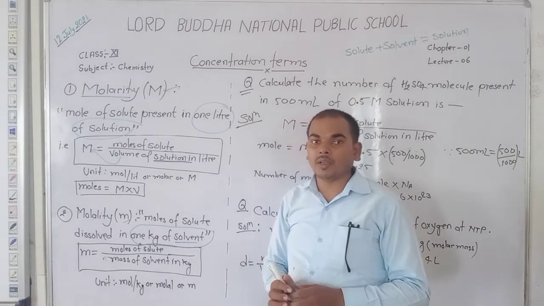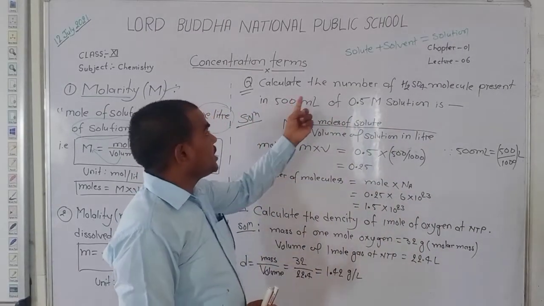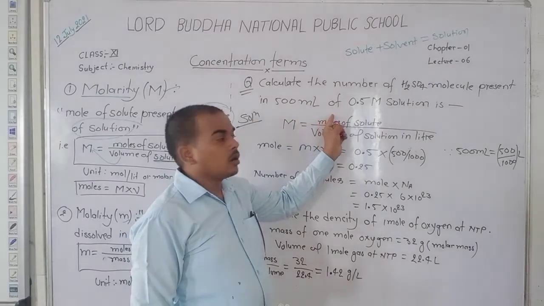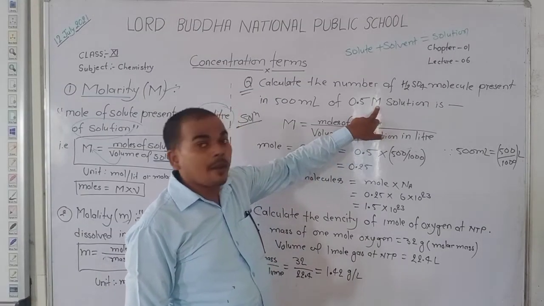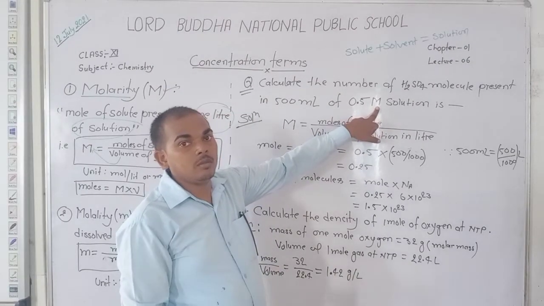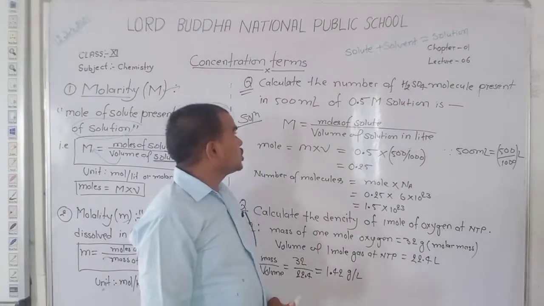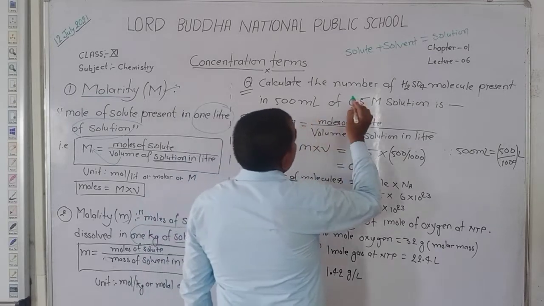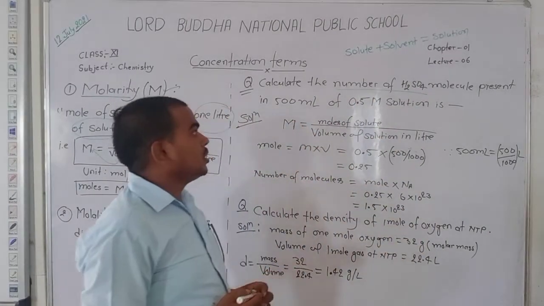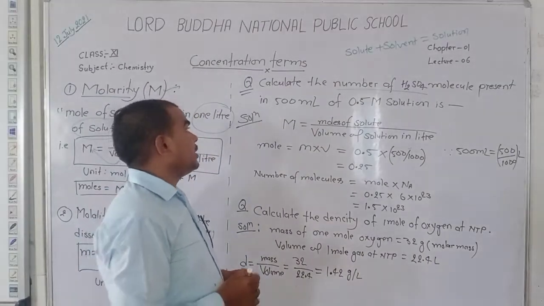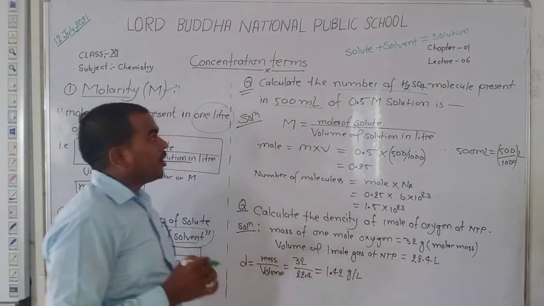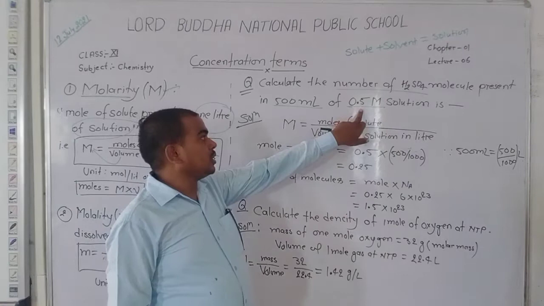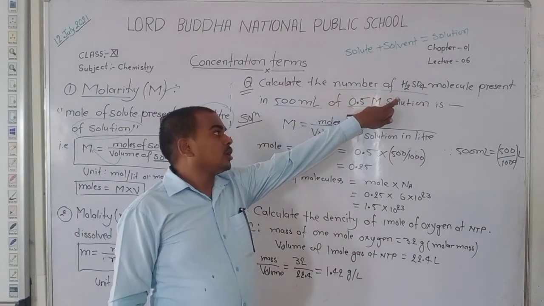Now let us solve some questions. The question is: calculate the number of H2SO4 molecules present in 500 ml of 0.5 molar, capital M, solution. In this question, we are asked for the number of H2SO4 molecules, and given the 500 ml volume of solution and the molarity of the solution.